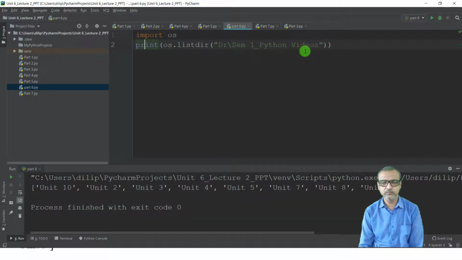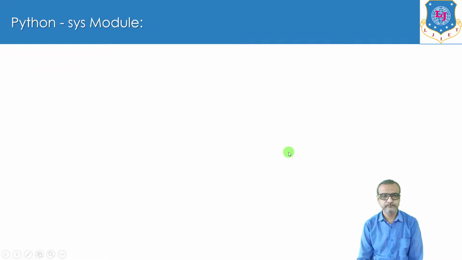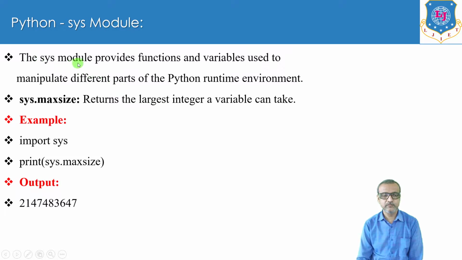Now we will see the Python sys module, that is system specification and parameter module. The sys module provides functions and variables used to manipulate different parts of the Python runtime environment. Now first of all, we will see what sys.maxsize will do. It will return the largest integer a variable can take.